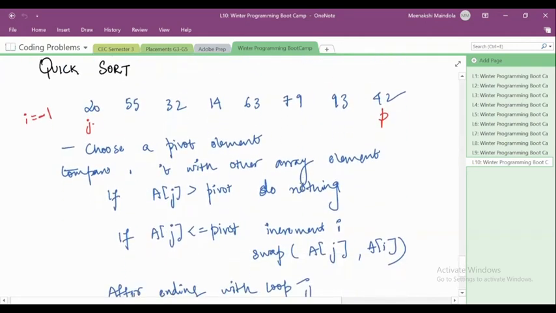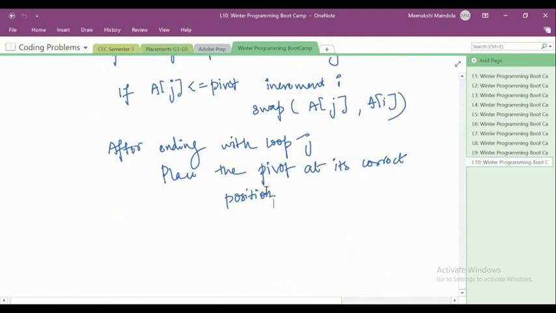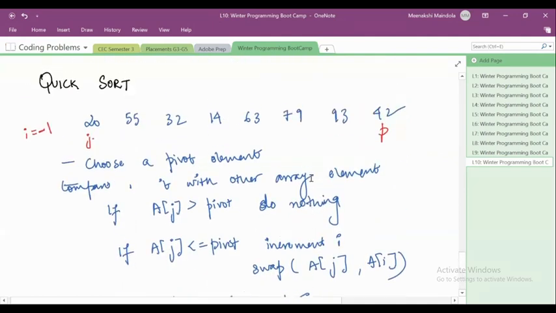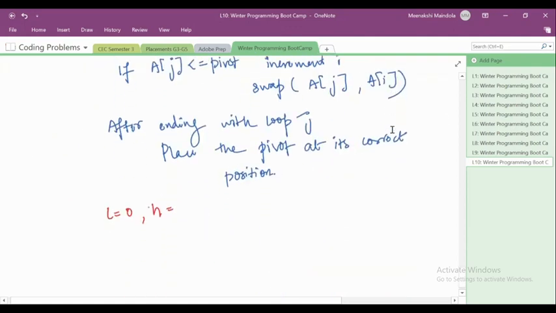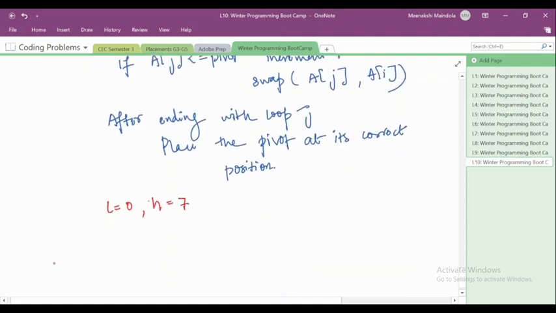So you have j is equal to 0. Let me write that down. You have two indexes: let us say a low index as 0 and a high index as the number of elements minus 1. Let me also write down the indexes here, 6 and 7. So we have 7 as the highest index, and the lowest index that you have is 0.